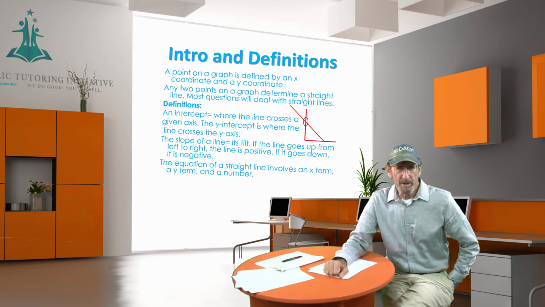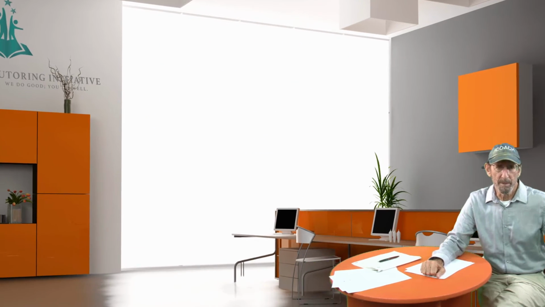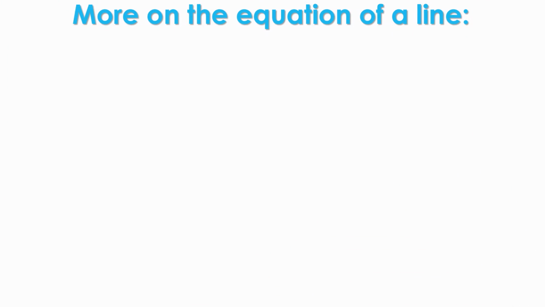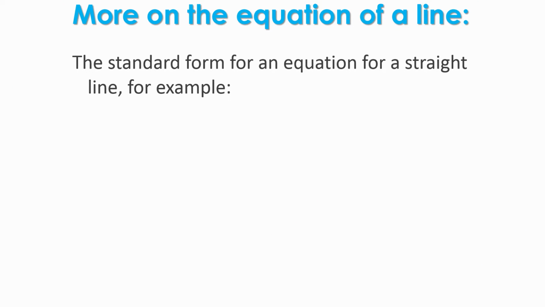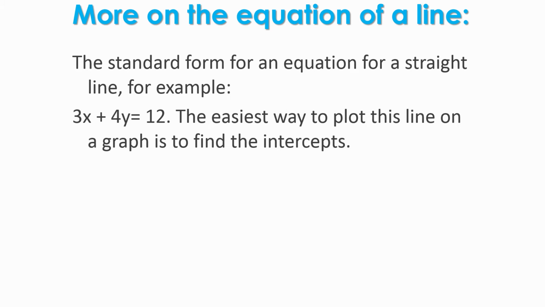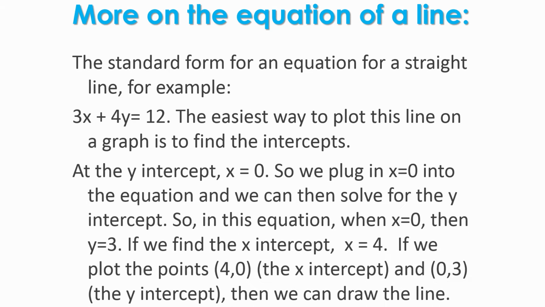The equation of a straight line involves an x term and a y term and a number. The standard form of an equation for a straight line is, for example, 3x + 4y = 12. Now, the easiest way to plot this line on a graph is to find the intercepts. At the y-intercept, x is equal to 0. So if we plug x = 0 into the equation, we can solve for the y-intercept. For this line, when x = 0, y = 3.